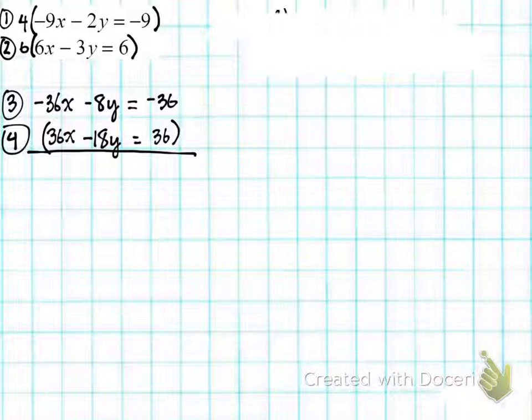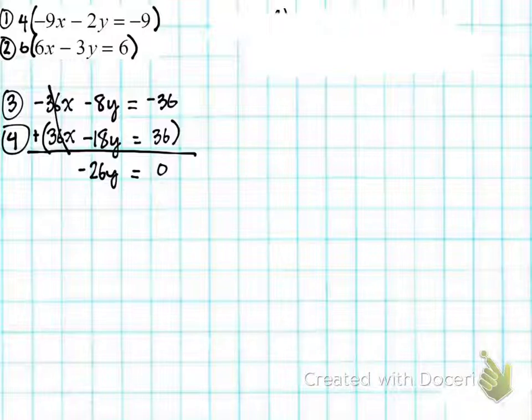Subtraction or addition? I heard 2 answers. Well, let's think. What happens if I put subtraction in? Negative 36 minus 36 is negative 72. Is that really getting rid of it? No. Eliminating it? No. So we're going to have to add, okay? You got negative 8 plus negative 18y is negative 26y. What's negative 36 plus 36? 0. Okay?